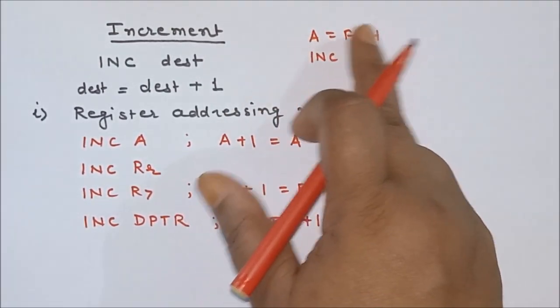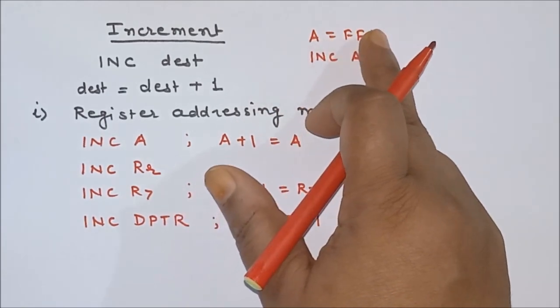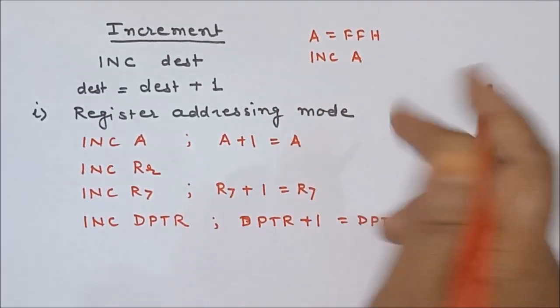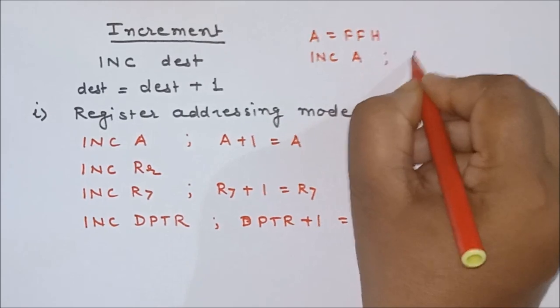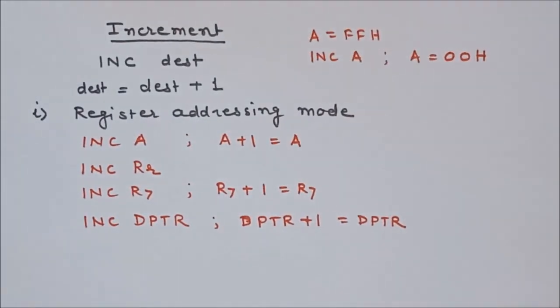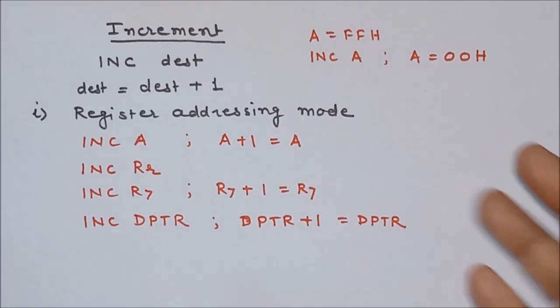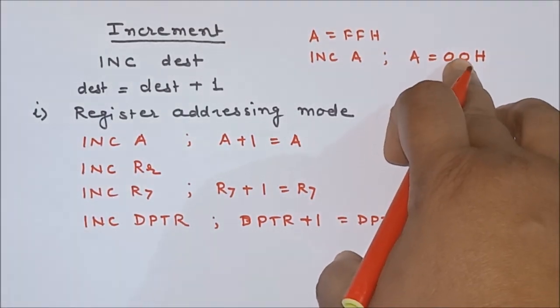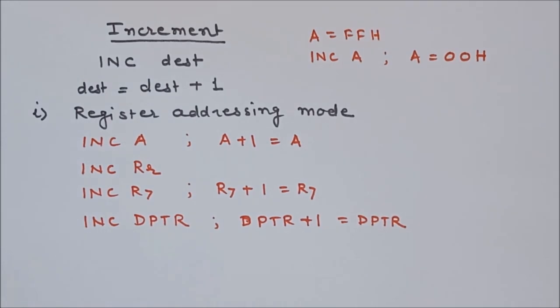So if the accumulator or any destination contents are FFH and you write this instruction, then the accumulator contents will roll over to 00H. If you are continuously writing the instruction, it will start incrementing from 00H. So this is about register addressing mode.